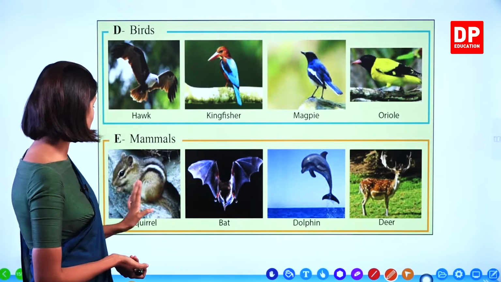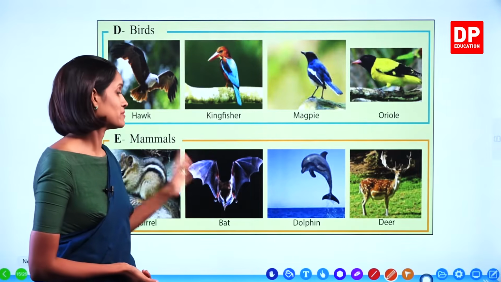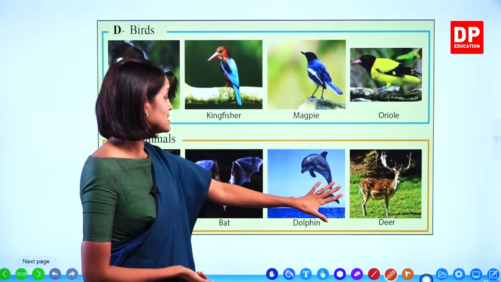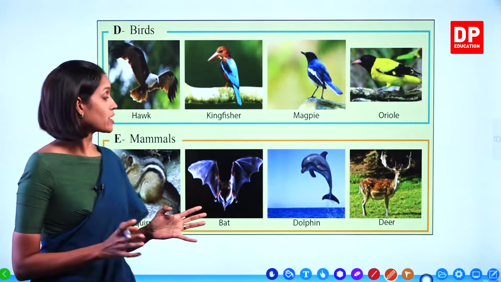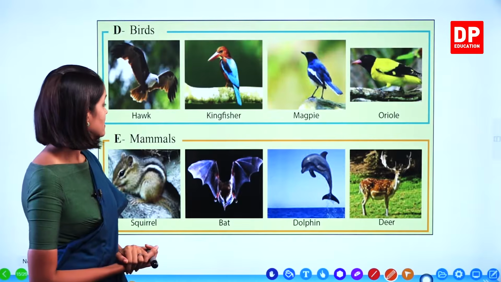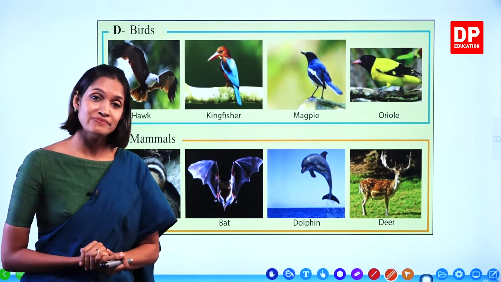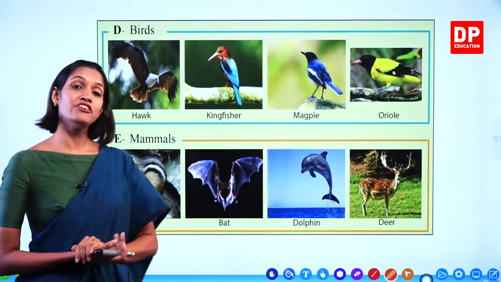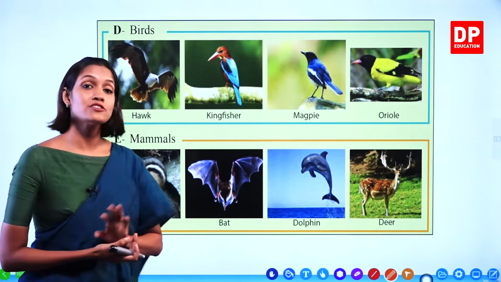Look at the examples. Squirrel, bat, and bat is coming under a flying mammal, right? Dolphin, deer. So what are the common features apart from the presence of a backbone? What are the other common features that they have, children? Remember, they have an external ear and their body is covered with hair. Okay? And they have lungs to breathe.